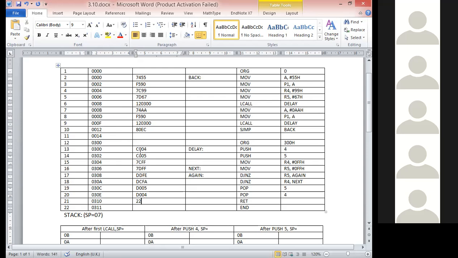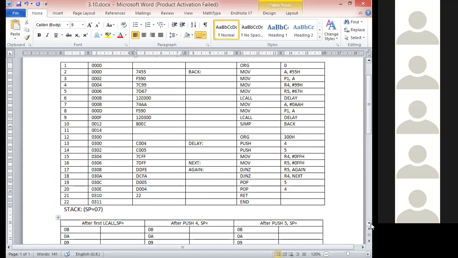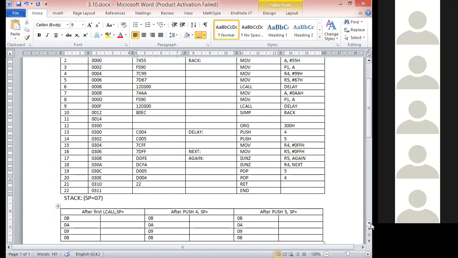Now let us analyze the stack. So again, in this program also, the value of the stack pointer is not defined. So we will assume the default value, which is 07. After the first LCALL, tell me what will be there in 08.